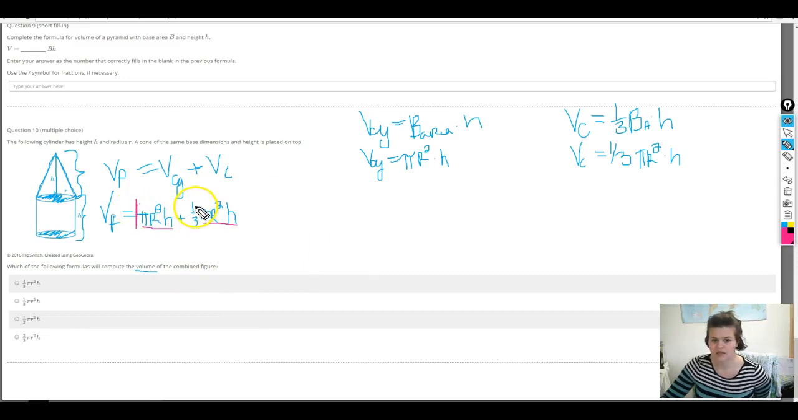So I have one of these and 1/3 more added. So the volume of our figure is 1 plus 1/3. 1 can be rewritten as 3/3. So 3/3 plus 1/3 would give us 4/3 pi r squared h. So the volume of our figure can be combined as 4/3 pi r squared h.